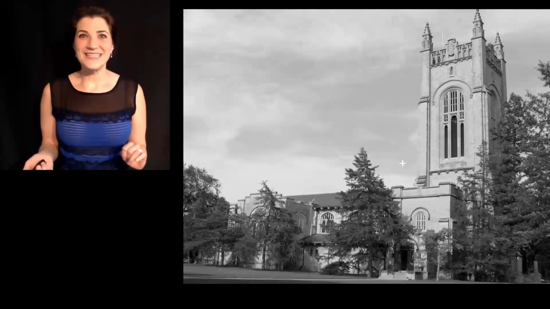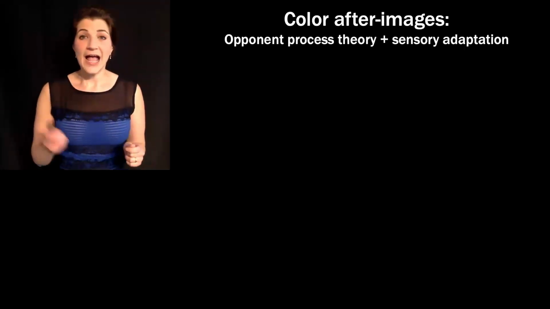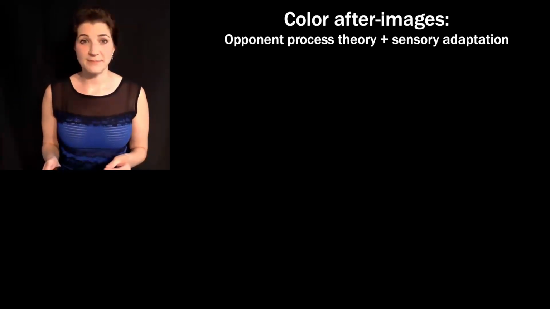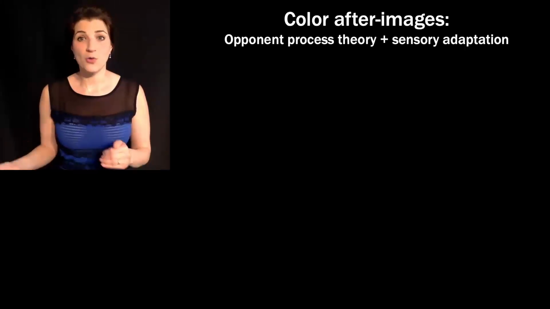Again, a black and white picture. What's happening? All right. So the explanation for these amazing color afterimages is a combination of opponent process theory and also some features about how photoreceptors adapt over time. Prolonged exposure to one color leads to perception of the opponent color.